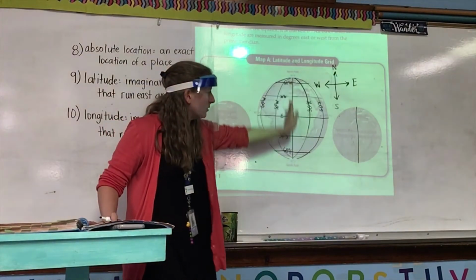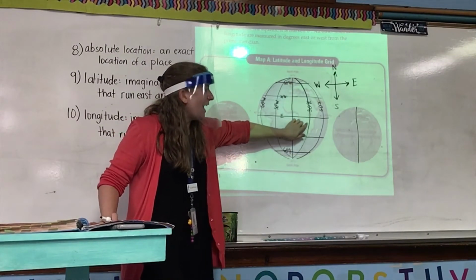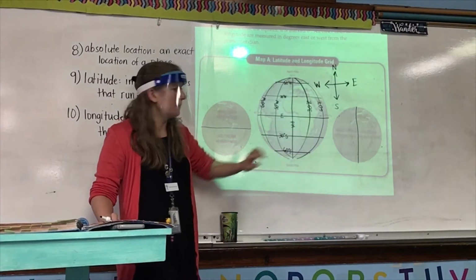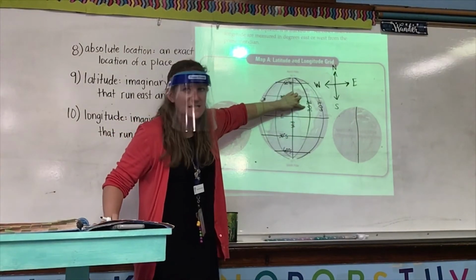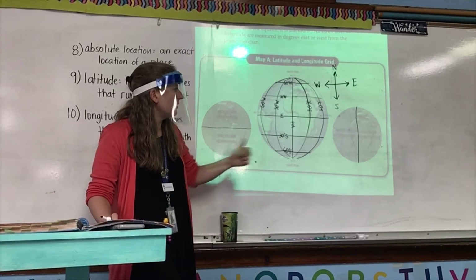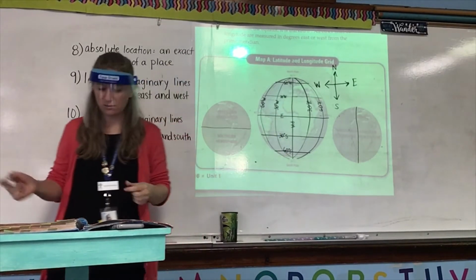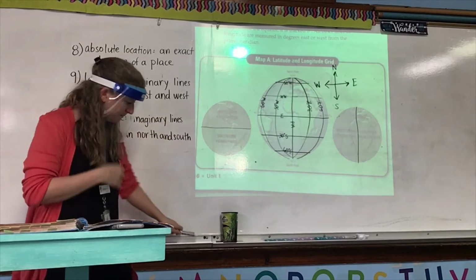For longitude, if the line is to the right of the prime meridian, it is degrees east. If the line of longitude is to the left of the prime meridian, it is degrees west. Okay.